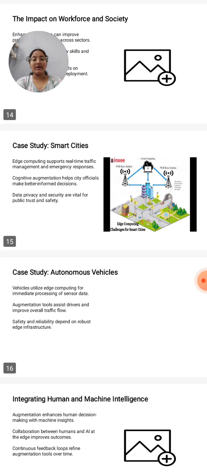The next slide is about case study. Smart cities. Edge computing supports real-time traffic management and emergency responses. Cognitive augmentation helps city officials make better informed decisions. Data privacy and security are vital for public trust and safety.